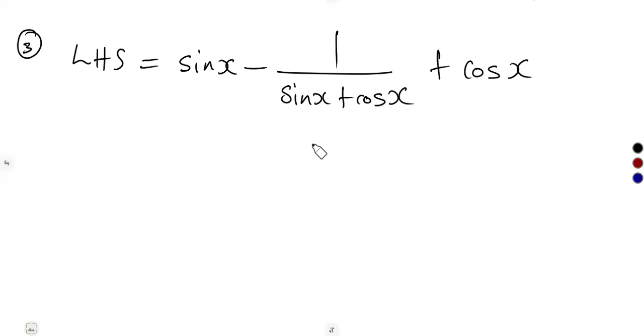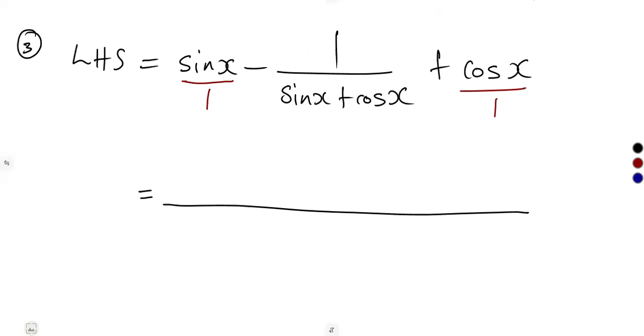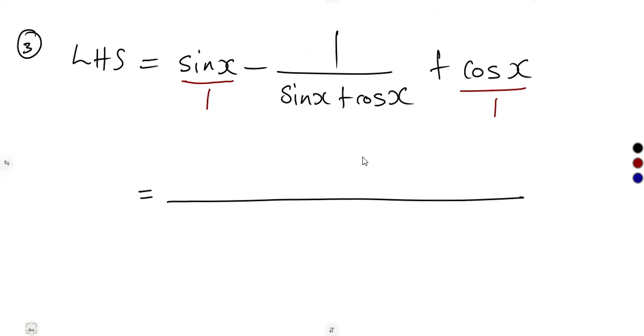But let's just add. What if we just combine? Because this is a fraction. Sine of x is the same as sine of x over 1, and cos of x over 1. Add, combine everything. What is the LCD or LCM of these denominators: 1, sine x plus cos x, and 1? So it's going to be this one, because this is 1, this is 1, guys. So we're going to just take sine of x plus cos of x.